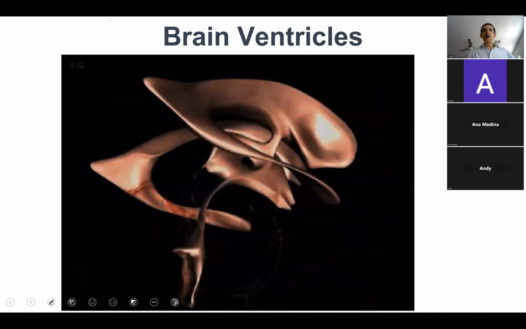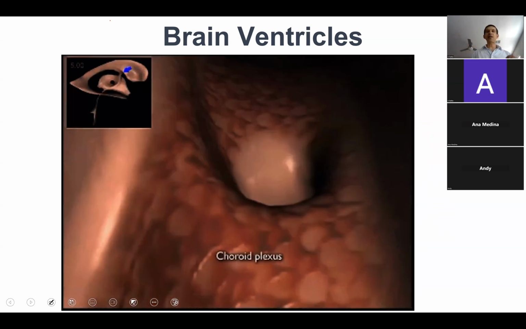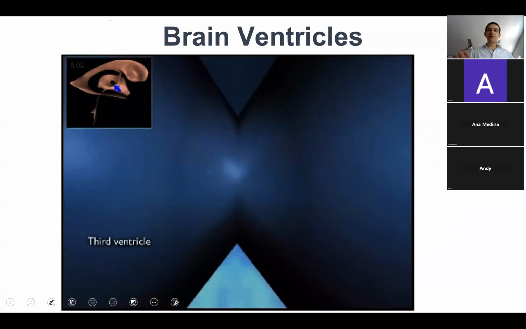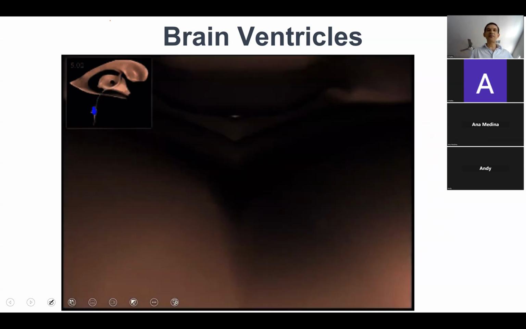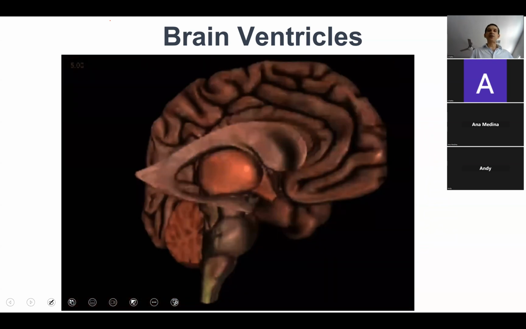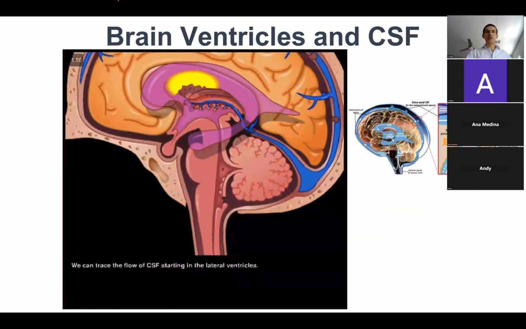So now that's how the whole cavity looks like. It's connected with holes like that. That's your hole. Okay. And now you're in the fourth ventricle, and from there you're going to get out, and you're going to now enter the subarachnoid space. Let me show it to you again.